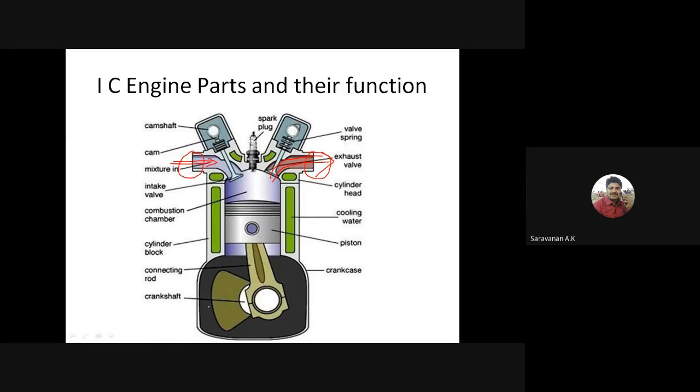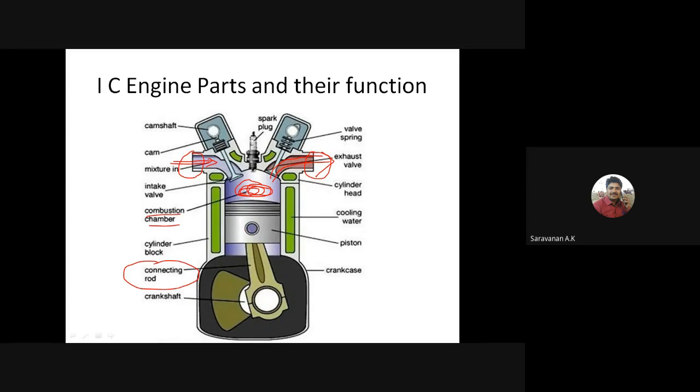Then where does the combustion take place? Inside the cylinder, the combustion takes place, so that is called the combustion chamber. Then there is the cylinder block. Then the connecting rod, which is used to connect the piston and the crankshaft.